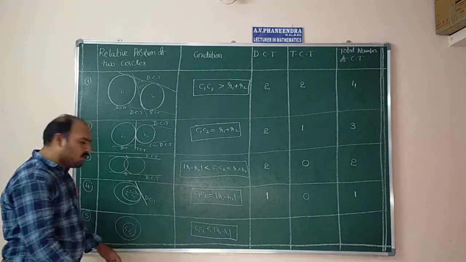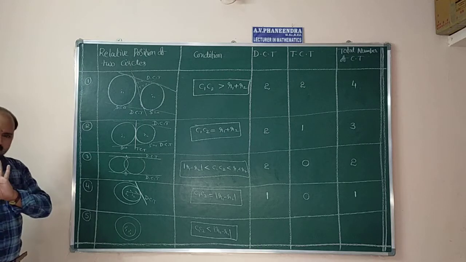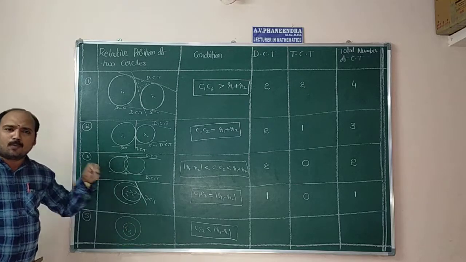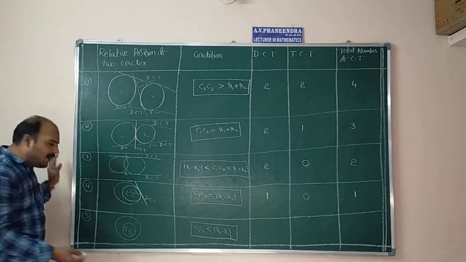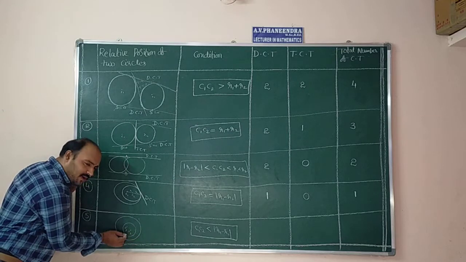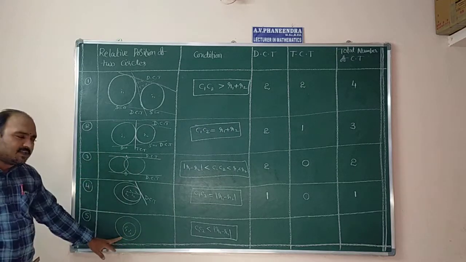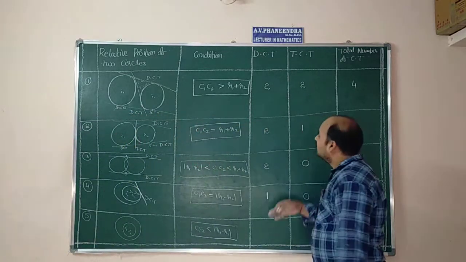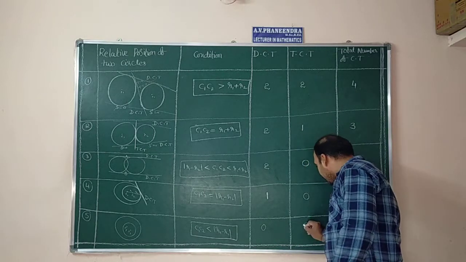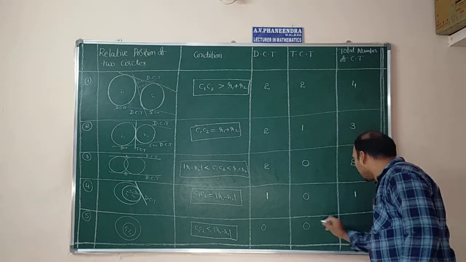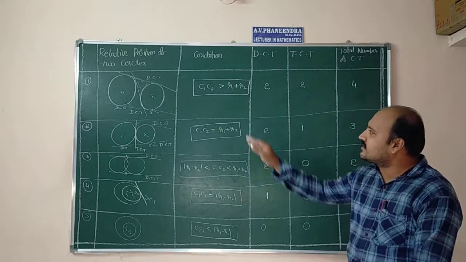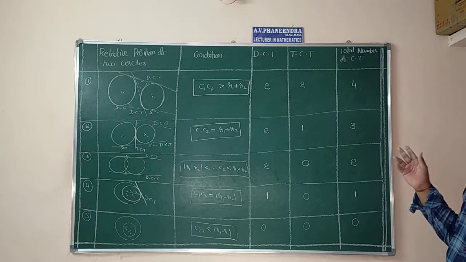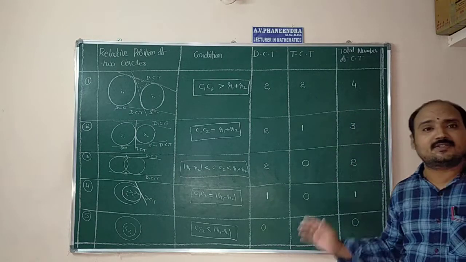In this case, the circles do not intersect and do not touch each other. Not touching each other means there is no possible common tangent here. A common tangent means a tangent not only for this circle but also for the other circle. So there is no such common tangent possible in this case. So the number of direct common tangents is 0 and transverse common tangents is 0. So the total number of common tangents is 0. Like this, you have to know about the direct common tangents and transverse common tangents according to the conditions.